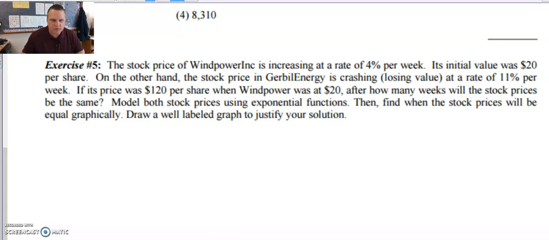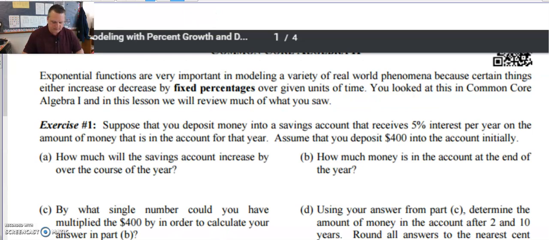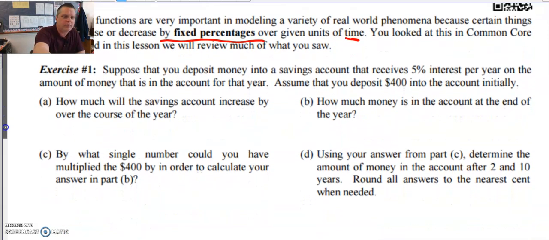So we're getting right into lesson 6 in unit 4, talking about exponential modeling with percent growth and decay. What we're looking at is values increasing or decreasing by fixed percentages over given units of time. Usually the time is years, but it doesn't always have to be years, especially when we get into half-life. You saw this in Common Core Algebra 1, and we'll review much of what you have seen in the past, just a little refresher.